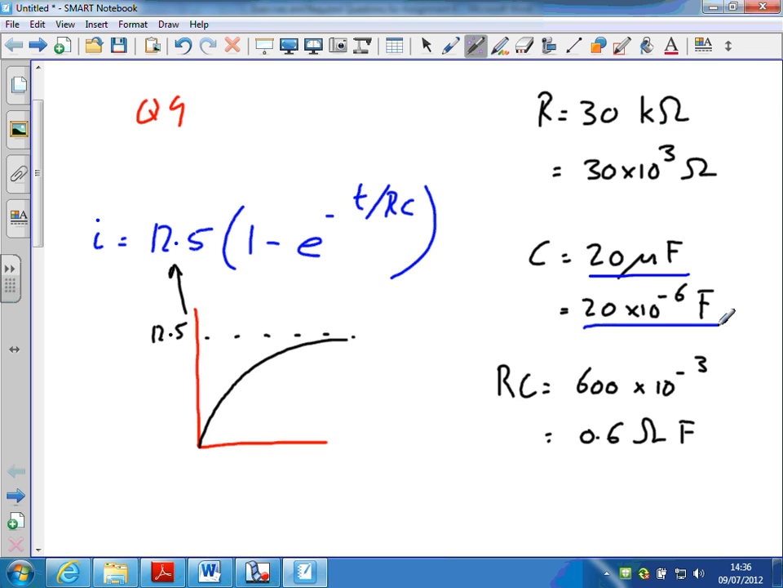Multiplying them together, we get RC. Again, we could do that without a calculator, because 30 times 20 gives us 600, and then adding the powers, 3 plus minus 6 is minus 3, so we get 600 times 10 to the minus 3, and that is actually equal to 0.6. So the answer is 0.6 ohm farads for RC. Now we can plug that value in here for RC. We could do that at the start, but I'm going to leave it as RC, because then you've got the general formula. So let's take this function then.